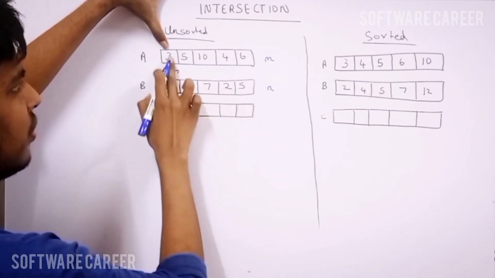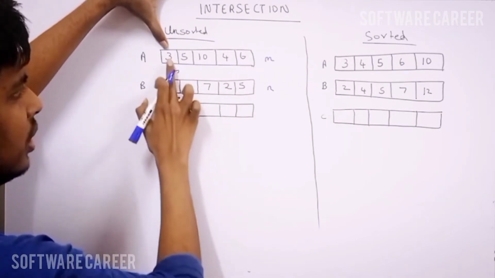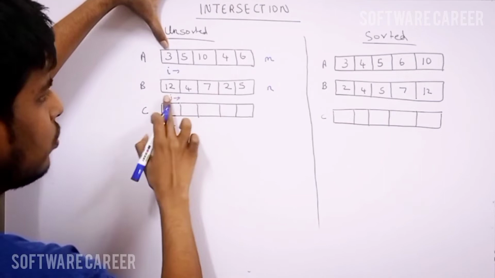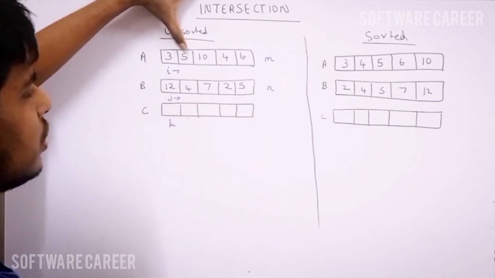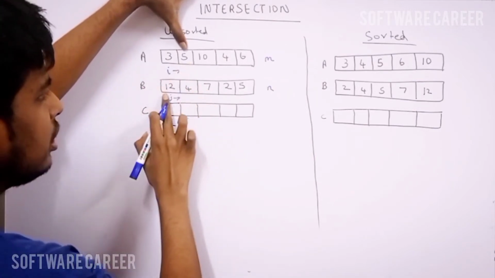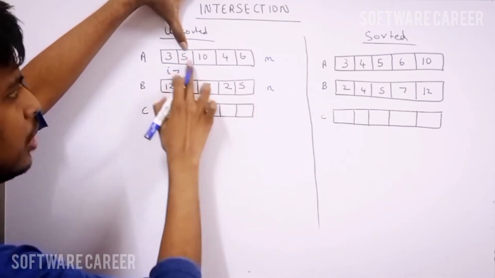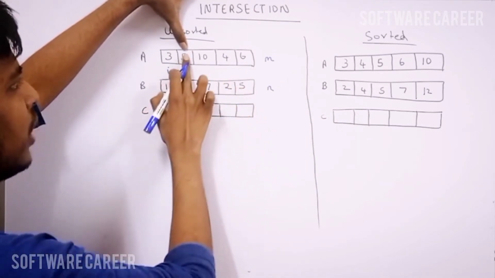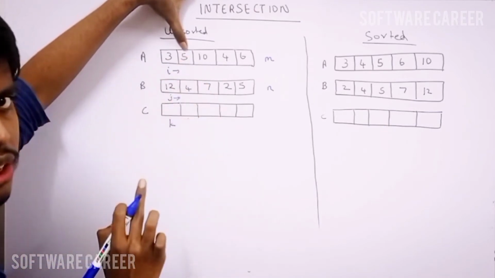One by one you will compare whether 3 is present here, no. Whether 3 is present here, no. Whether 3 is present here, no. Like that one by one it checks. If it's not present, then I value increases by 1. Now I compare 5. Whether 5 is present anywhere in this B. Yeah, 5 is present here. So if it is present, I will copy this 5 over this C of k. So it becomes C of k equals A of I.